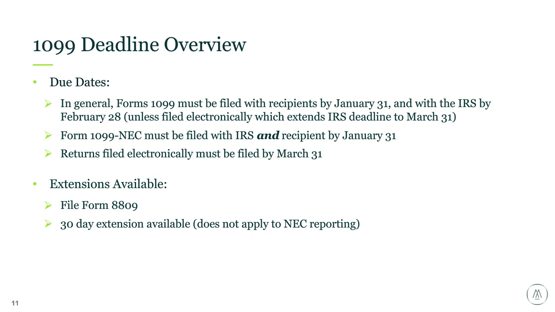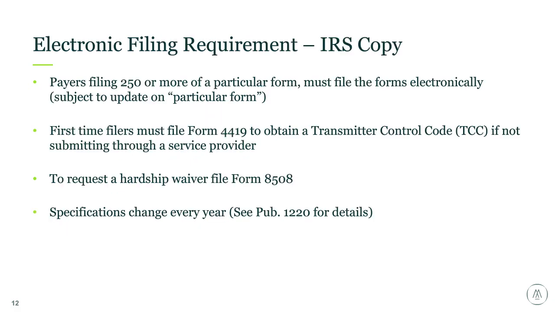All right, and here's the electronic filing information. If you are filing 250 or more of a particular information return report, you must file the forms electronically. And again, the IRS has spoken a lot about updating this threshold. Financial institutions are also required to file electronically. Partnerships with more than 100 partners are required to file electronically.